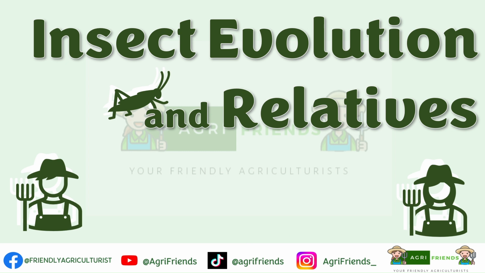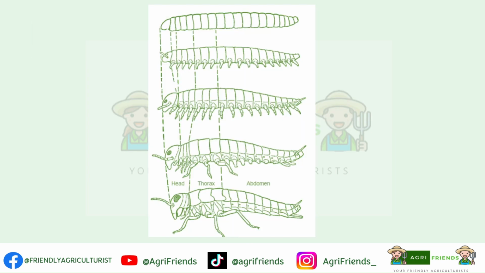For today's lecture, we are going to discuss insect evolution and their relatives. The evolution of insects comes in stages, and it is believed that their first ancestors are most likely the annelids. And for us to better understand, we are going to discuss each stage based on their ancestor and the other relatives. So remember that evolution is driven by natural selection. All organisms need to adapt in order to survive the changing environments.